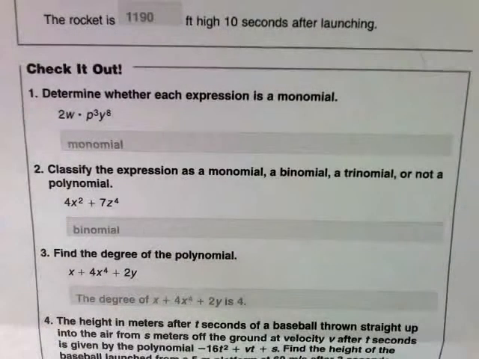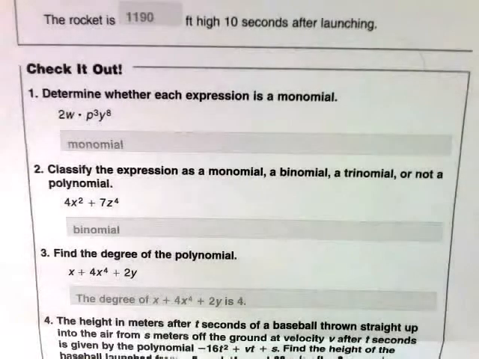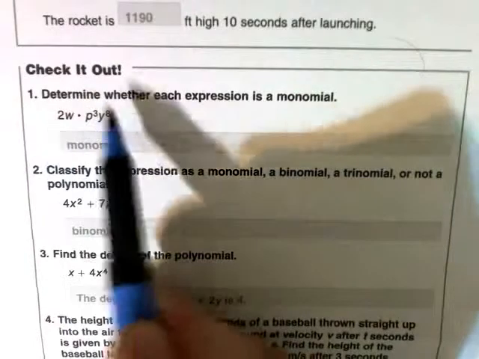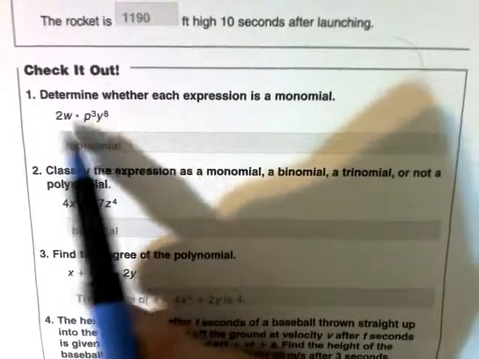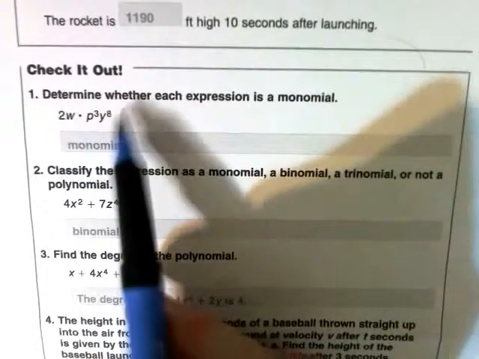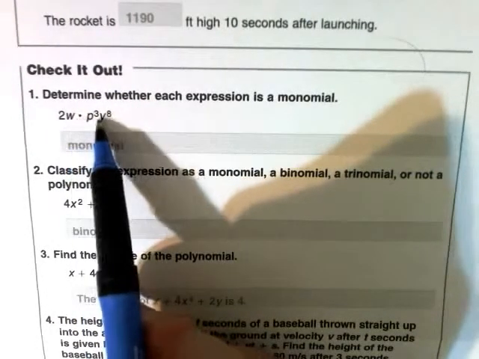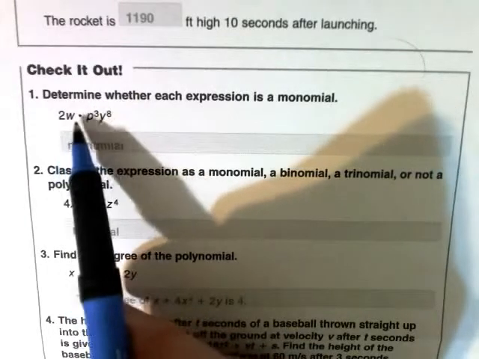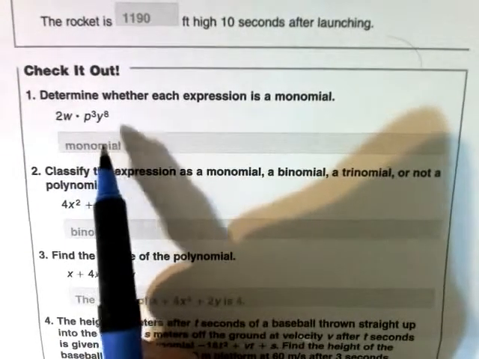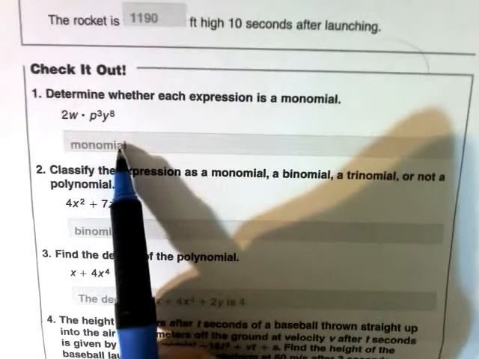All right, let's go ahead and take a look at the concluding examples here. Number 1, determine whether each expression is a monomial. So monomial again means one term. So remember, to be a monomial means no addition, no subtraction signs. So in looking at this one, 2w times p cubed y to the 8th, I don't see any addition or subtraction signs. That's good. So I just want to make sure it doesn't violate any of the rules. Here we all have positive number exponents here. This is a 1, this is a 3, this is an 8. There's nothing else odd going on here, so this is a monomial. It's one term.